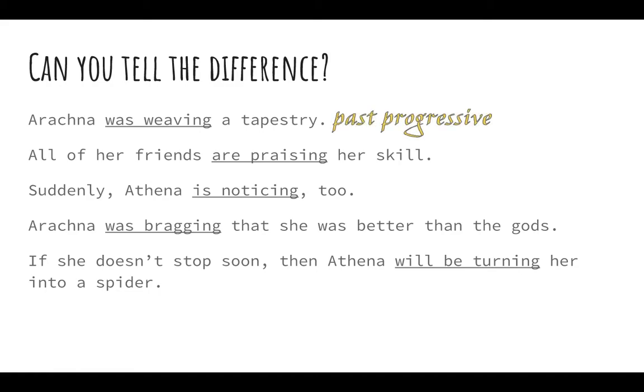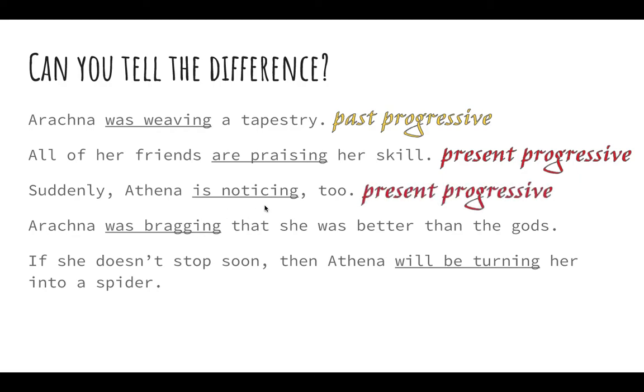All of her friends are praising her skill. Okay, I'm going to look at are. Are is a present tense, so present tense plus progressive, present progressive. Suddenly, Athena is noticing too. Okay, is, that's a present tense. Noticing, that's a progressive, so we have a present progressive.